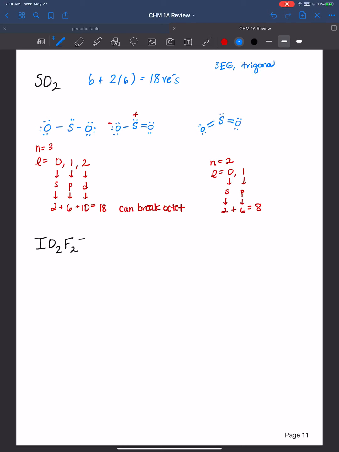Trigonoplanar, excellent. So that's approximately what kind of bond angle? 120. It's going to be slightly less than 120, right? Because of the lone pair. However, because it has 1 lone pair, this is what kind of shape? This is bent, excellent.